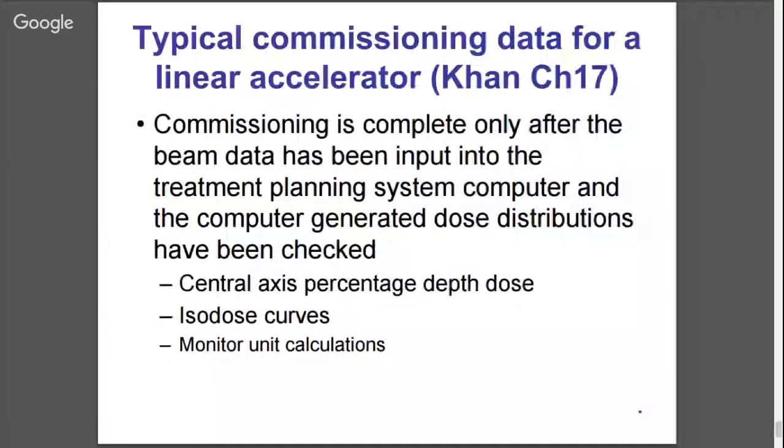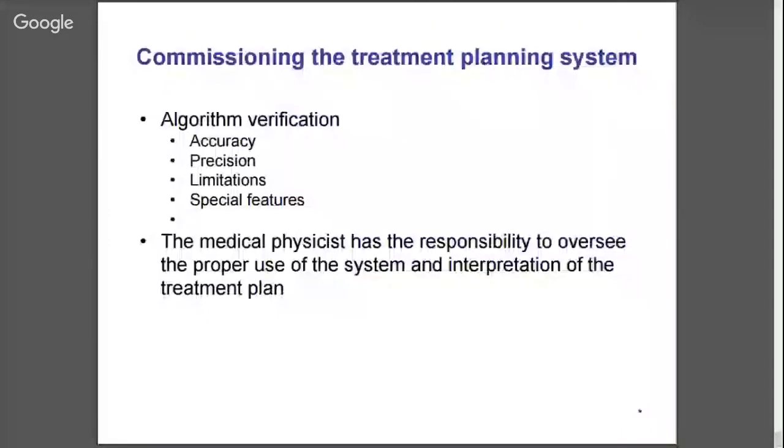So commissioning is complete only after the beam data has been input into the treatment planning system and the computer-generated dose distributions have been checked, okay, rigorously. And then we can be confident that when we plan patient treatments, the machine is then actually going to be able to deliver those treatment plans. So I'm not going to say too much about this, but of course we also have to commission the treatment planning system, verify that its algorithms are correct and accurate, and it's precise as well. We need to verify the precision.